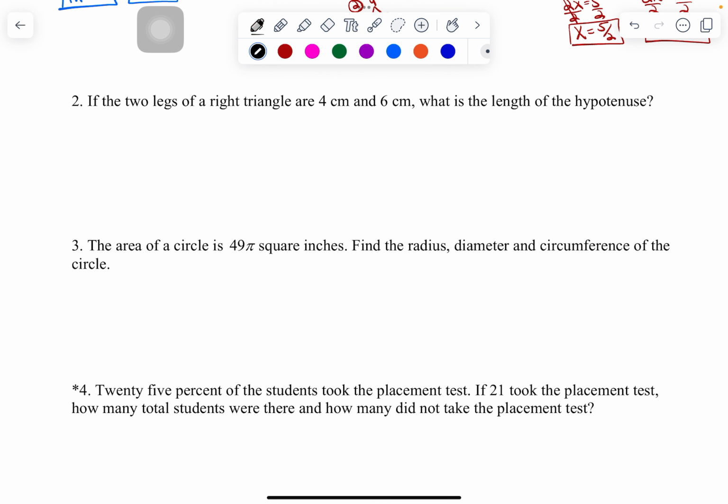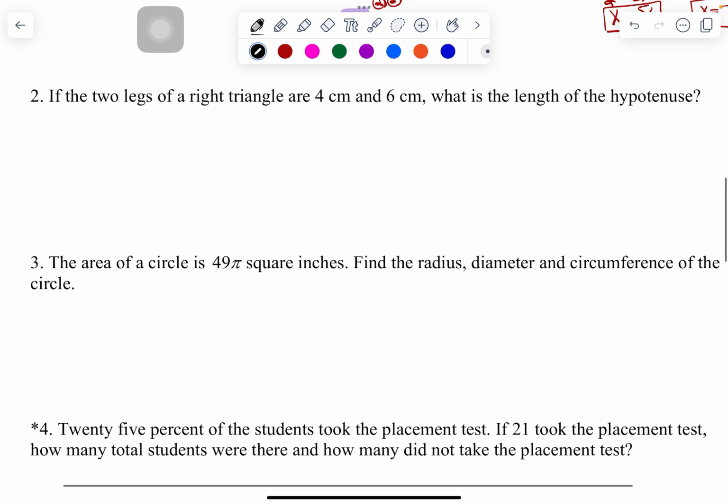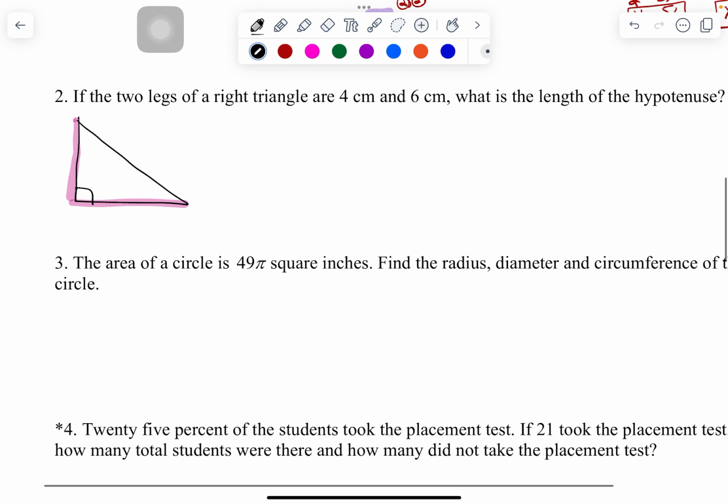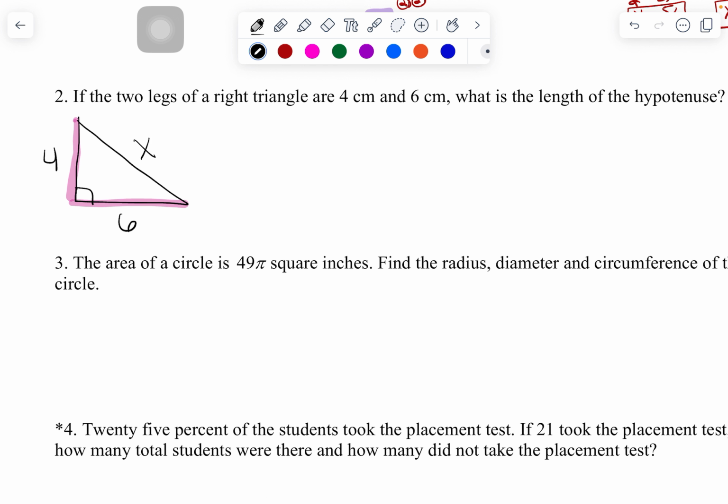All right, so problem number 2, it says 2 legs of a right triangle. So let's go ahead and draw ourselves a little picture here. Right triangle, and of course, a reminder, the legs are the 2 sides that make the actual right angle. And so those 2 legs are 4 centimeters and 6 centimeters. What is the length of the hypotenuse? I don't know. So I'm going to call it X because I'm a math person and X is my variable of choice.